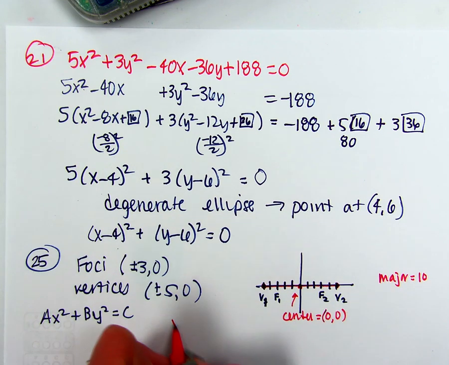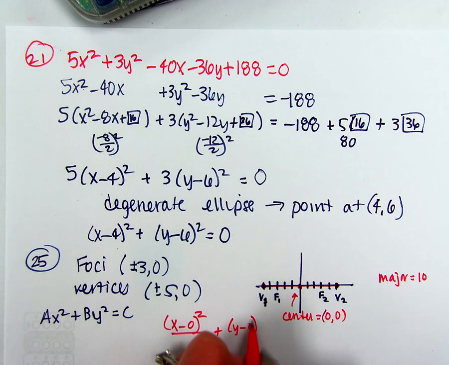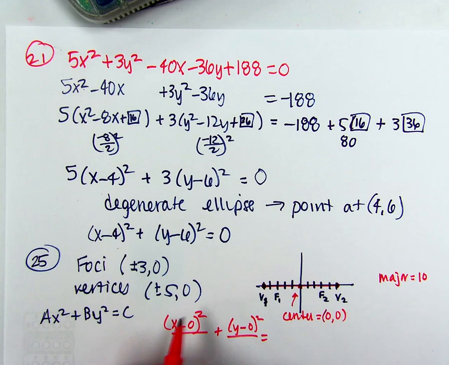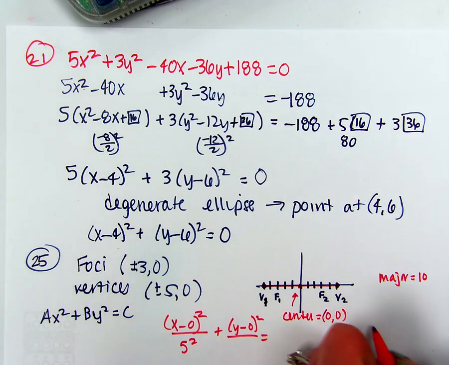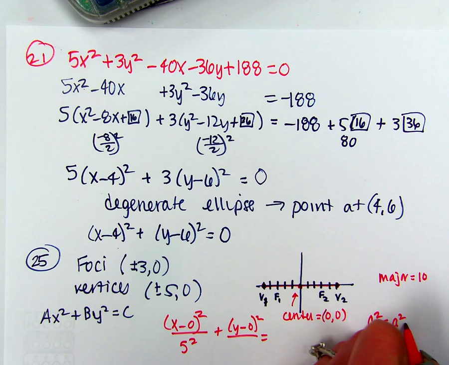So I know that I'm going to have x minus 0 squared, y minus 0 squared, right? How far do I go left and right is 5 units, so this is 5 squared. I don't know how far I'm going up and down, but based on my focal points, I can do c squared equals a squared minus b squared.